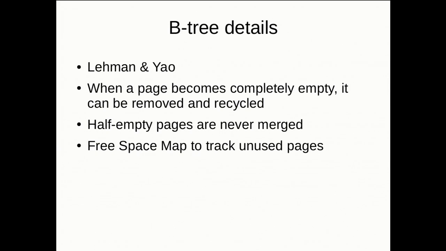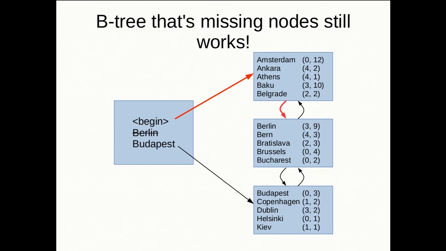Some Postgres peculiarities of the B-tree, the way we've implemented it: first of all, if a page becomes completely empty, then we unlink it from the tree and we recycle it and so forth. But we never try to merge half-empty pages. So if you have a tree like this, and you delete everything except a single row on each of these pages, we will not shrink your index. You will have a lot of free space on each of these pages, and it gets bloated, but that's the way it is.